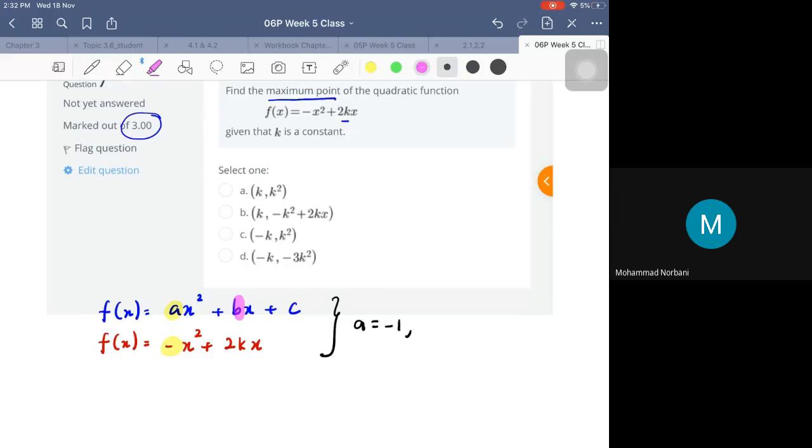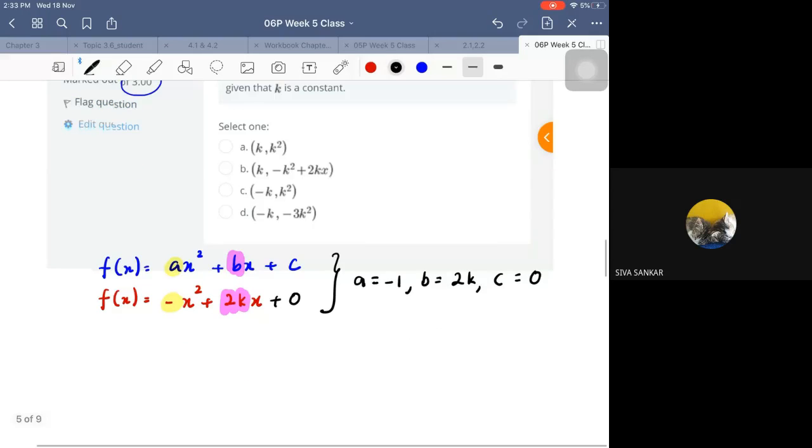And B is going to be everything that goes in front of x. And for this case, it including the constant 2 and also the constant k. So therefore, my B value is going to equal to 2k. And what about C for this case? What is my C value? 0. Exactly. So here, actually, none means that it's going to be 0.